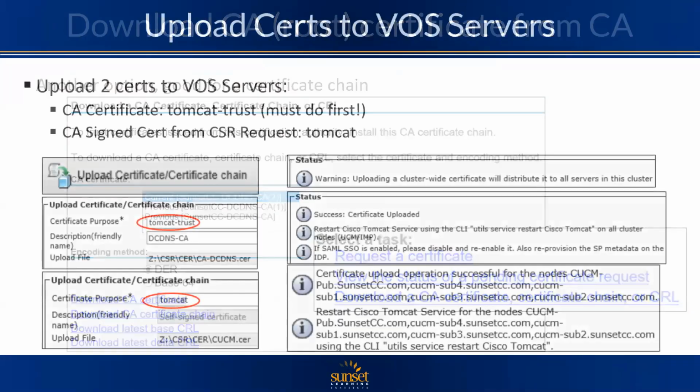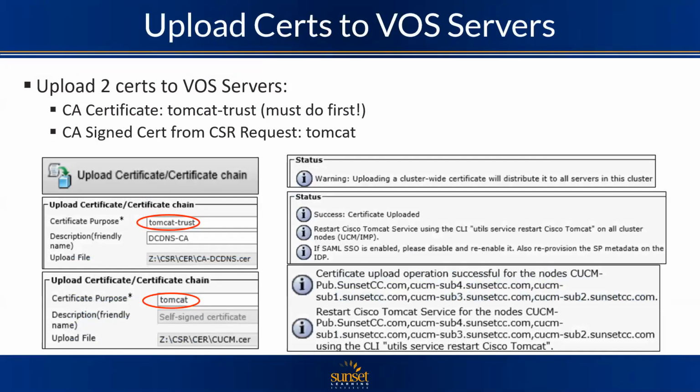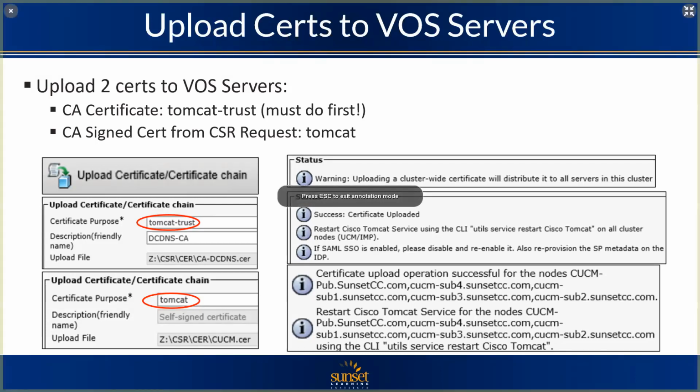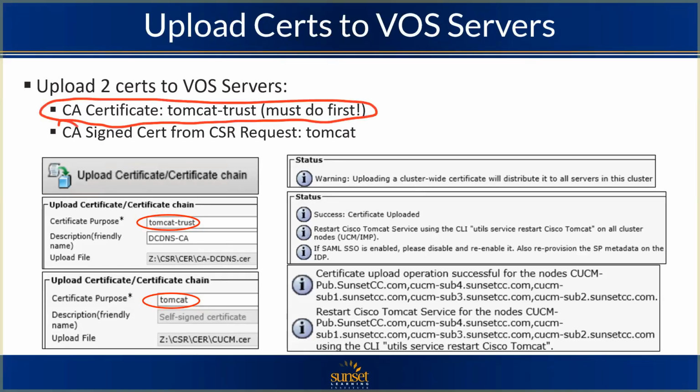Now we're back into our VOS servers, and the key thing is if you're using certificate authority services, each server has to have a copy of the CA certificate that's uploaded to the server as a Tomcat Trust certificate purpose type. There's the CA certificate. You've got to do that first.